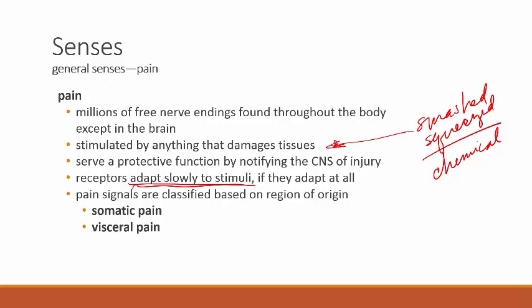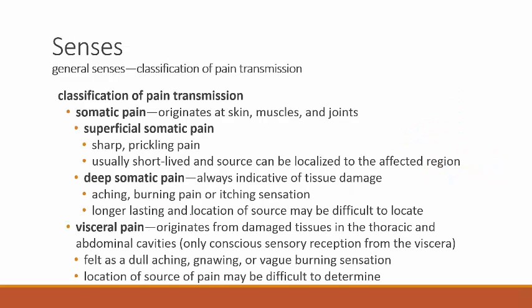And we can classify pain signals based on the region of origin. So somatic pain and visceral pain are two categories of pain signals. Somatic pain originates at the skin, in the muscles, and the joints. Superficial somatic pain, we talk about that as sharp or prickling pain. These are usually short-lived, and the source can be localized to the affected region.